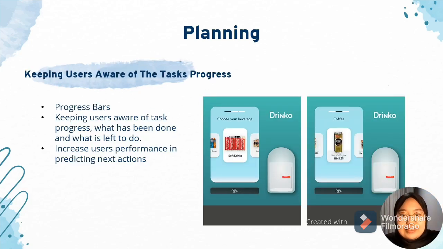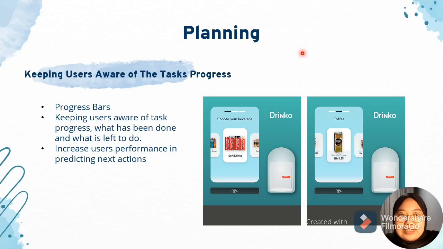The next UX design that we have applied is keeping users aware of the task progress. So as you can see, the design has provided a progress bar to keep users aware of task progress and what has been done and what is left to do. So this will increase the user's performance in predicting the next action.